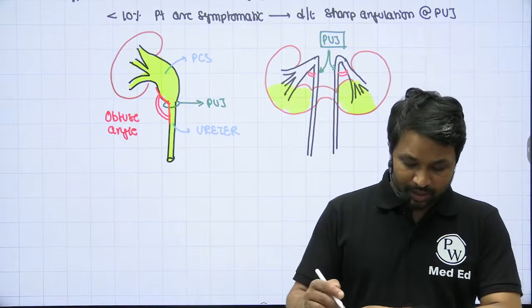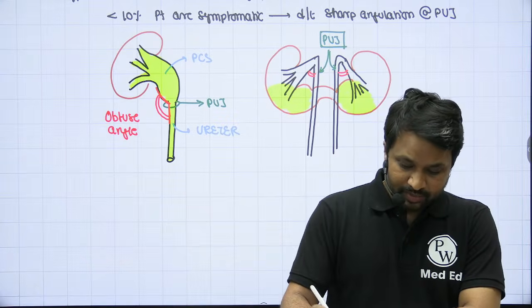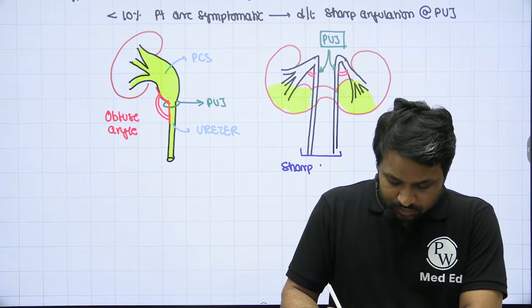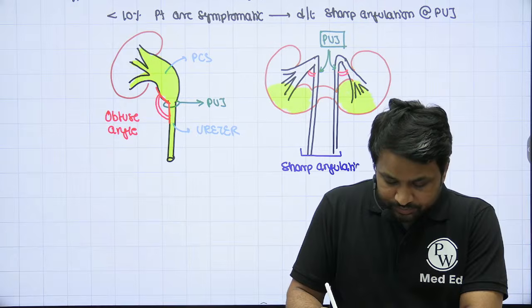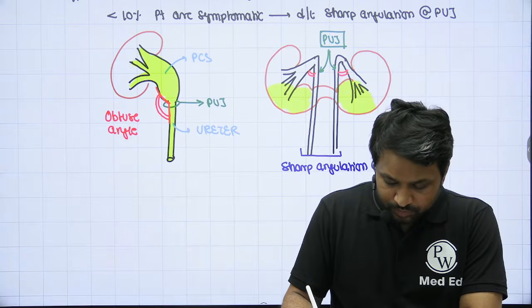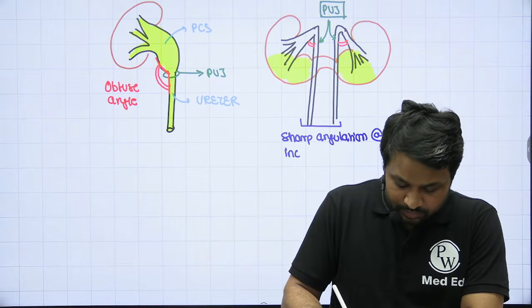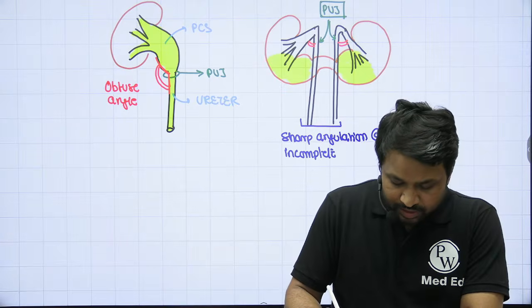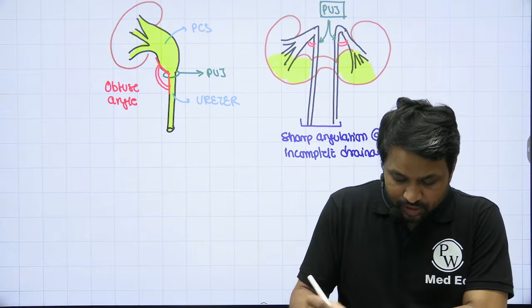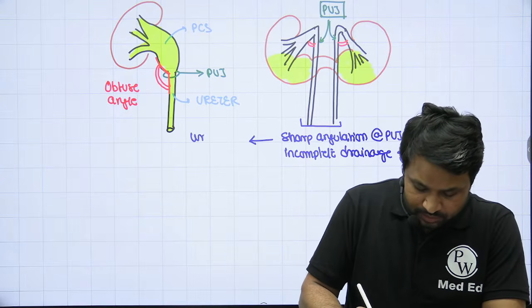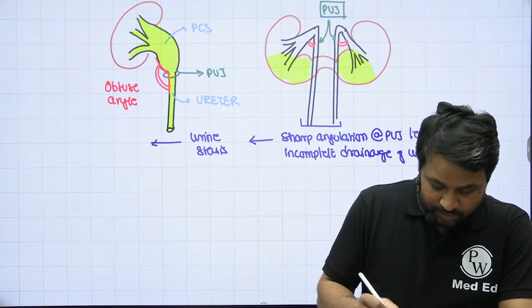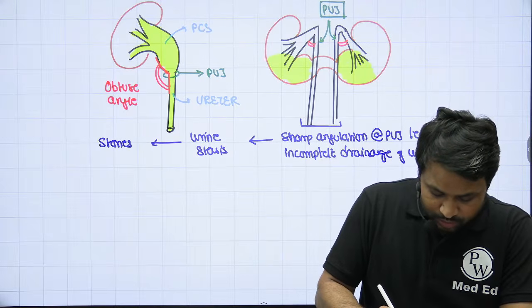Now because of sharp angulation at the pelvi-ureteric junction, I can simply say this sharp angulation at the pelvi-ureteric junction leads to incomplete drainage of urine. Now this incomplete drainage of urine will result in urine stasis. And when there is stasis of urine, it will result in precipitation of stones, and these are usually calcium oxalate stones.